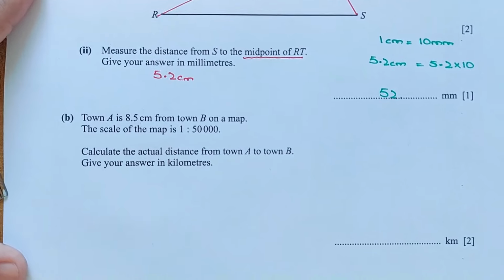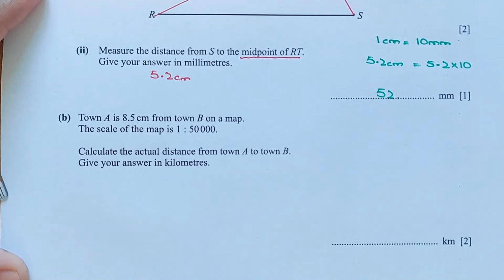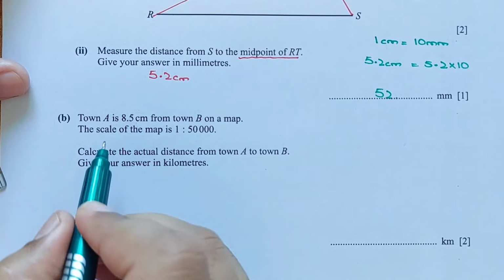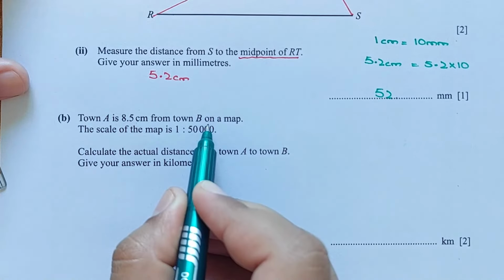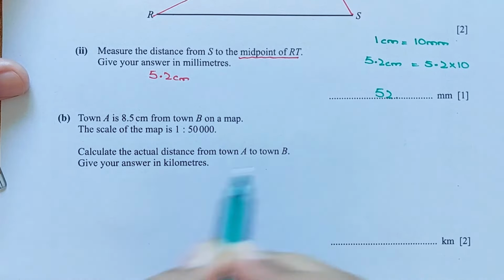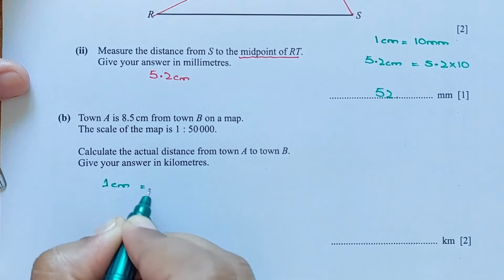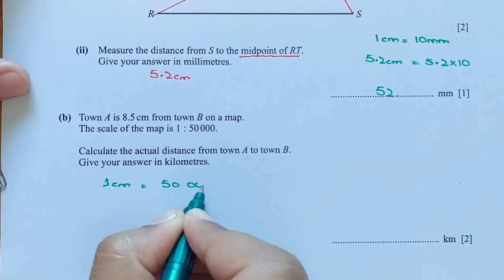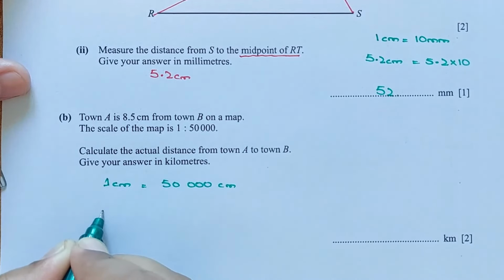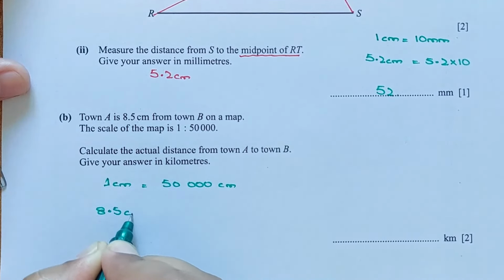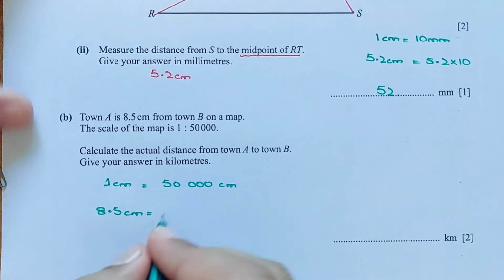Part B, town A is 8.5 centimeters from town B on a map. The scale on the map is 1:50,000. Calculate the actual distance from town A to town B. Give your answer in kilometers. So the distance between town A and town B on the map is given. We have to find the actual distance in kilometers. According to the scale, 1 centimeter is equal to 50,000 centimeters. What is 8.5 centimeters? This is 8.5 times 50,000.